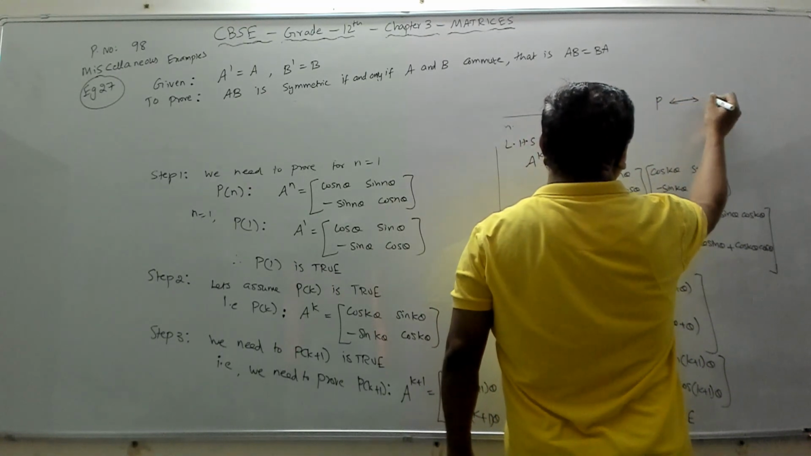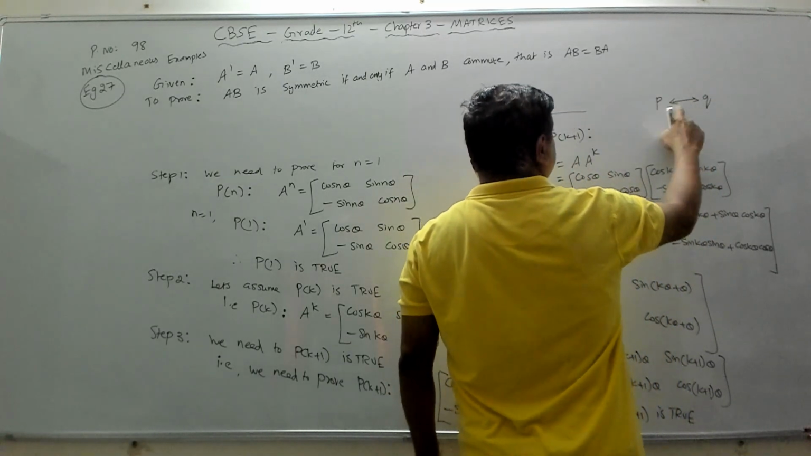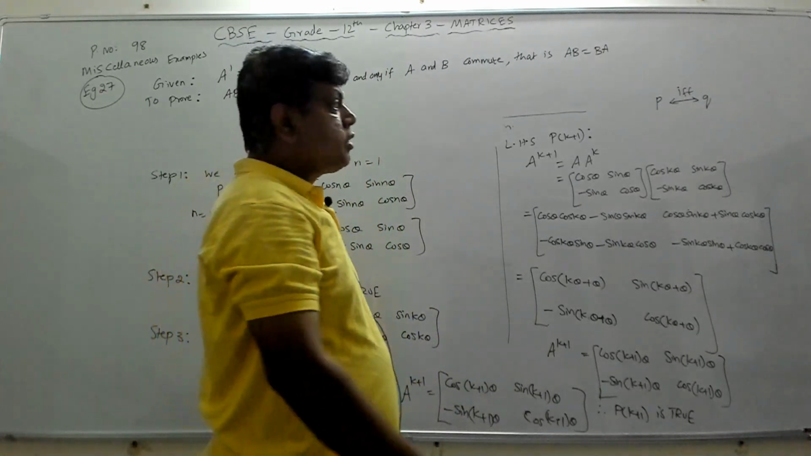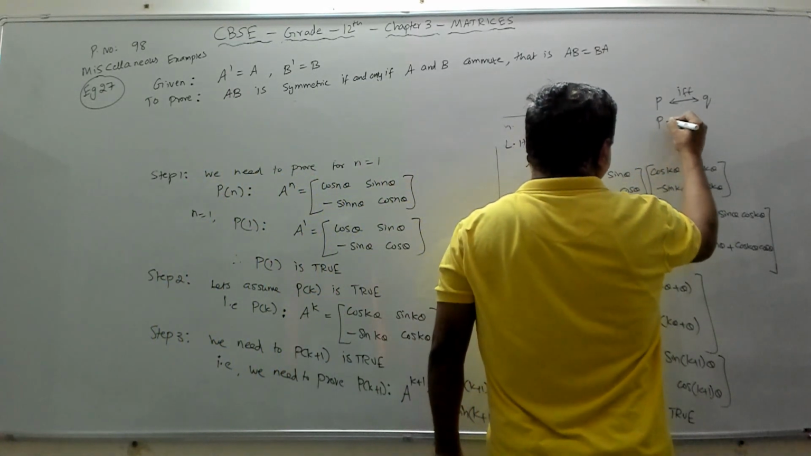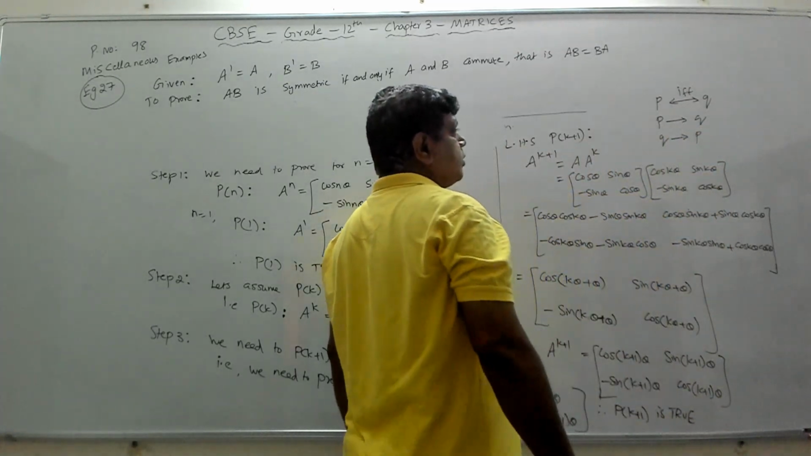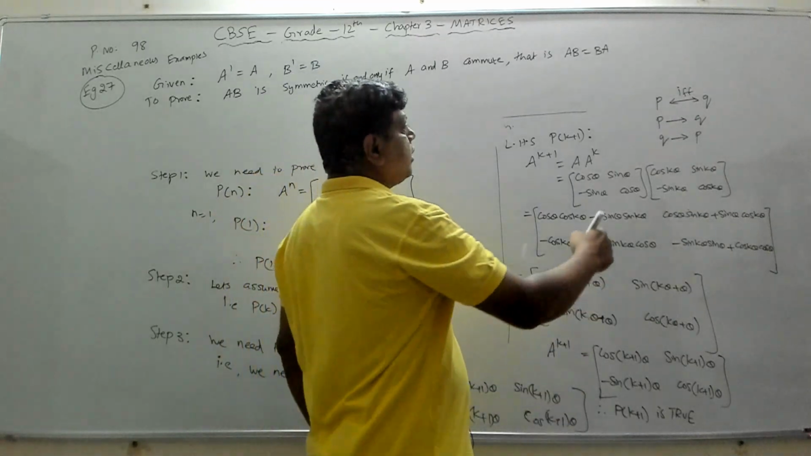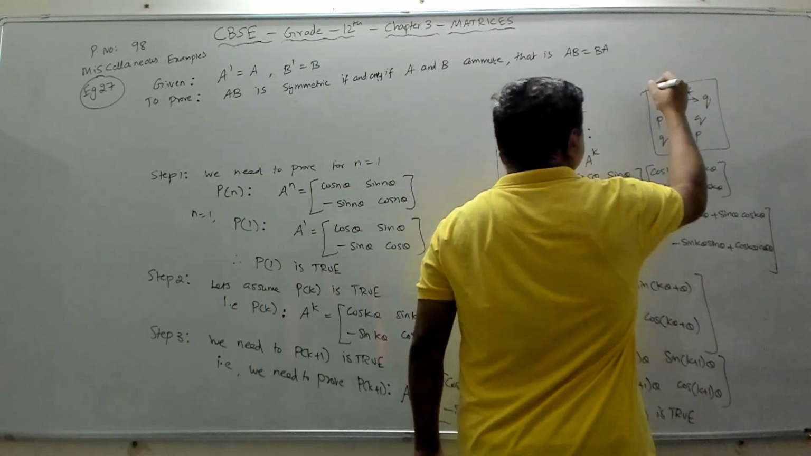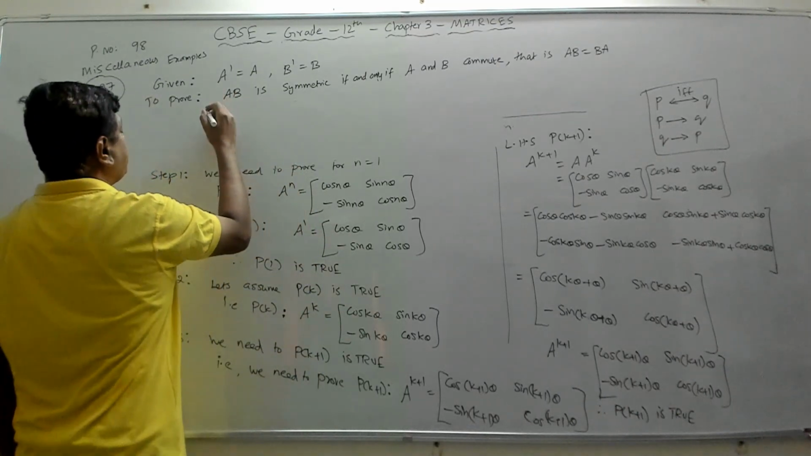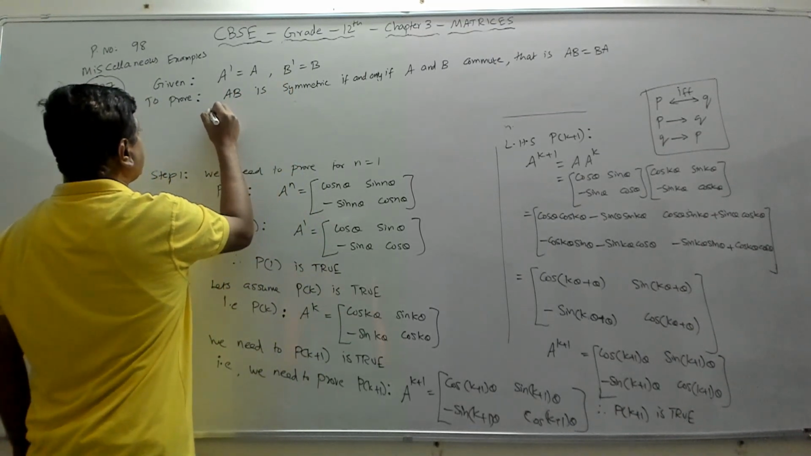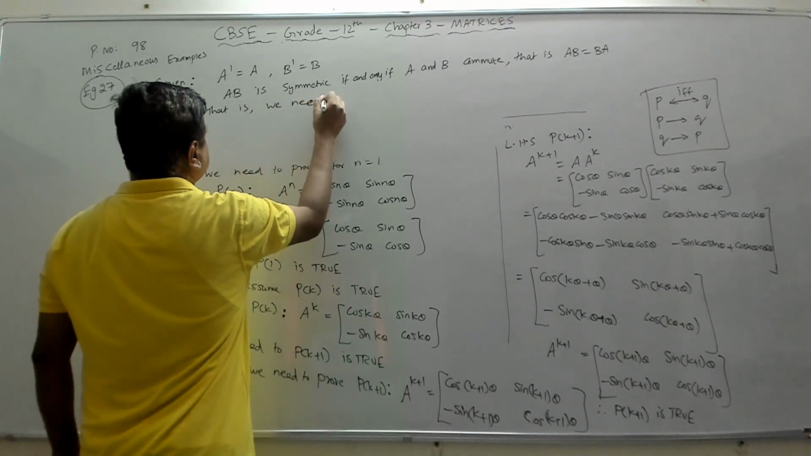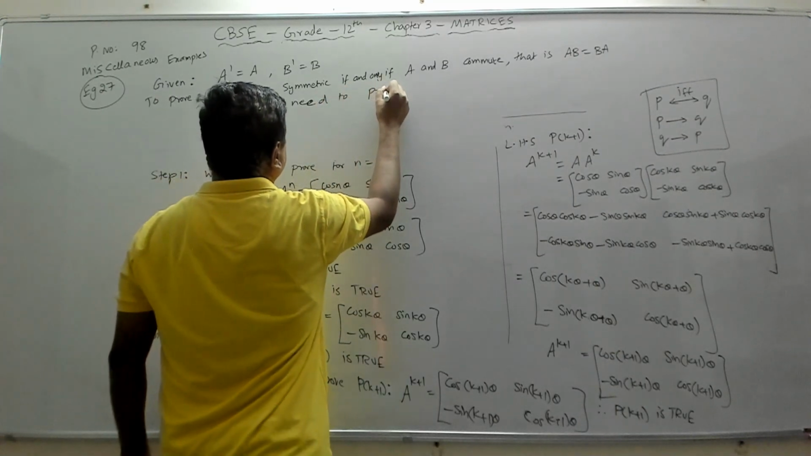P implies Q. The meaning of this is P if and only if Q. IFF means if and only if, which means we have to take P as given and prove Q, and then take Q as given and prove P. P implies Q and Q implies P. The meaning of this is P if and only if Q. So here we have to prove two things. That is, we need to prove the following.